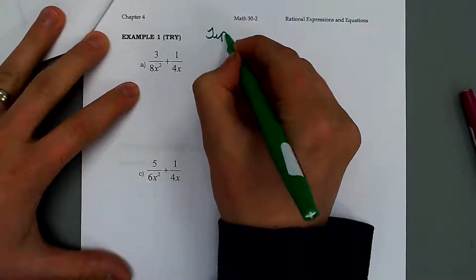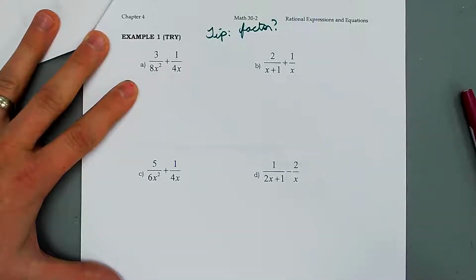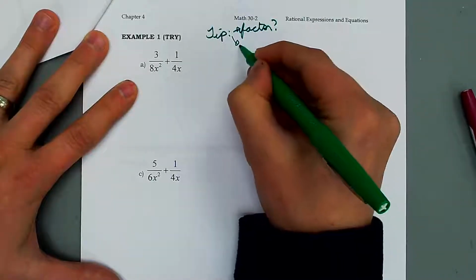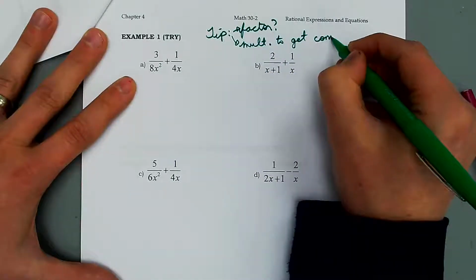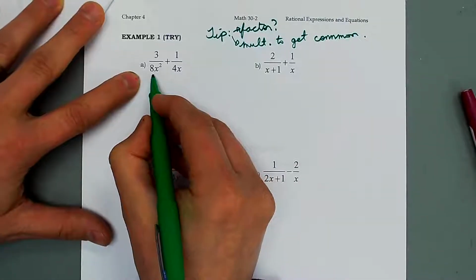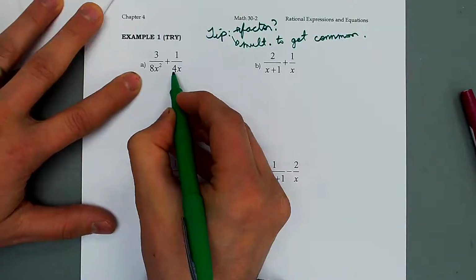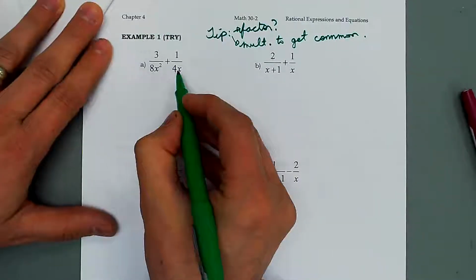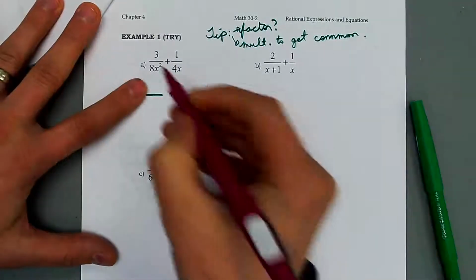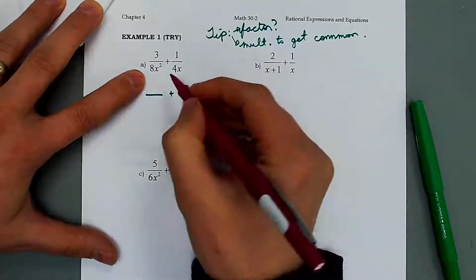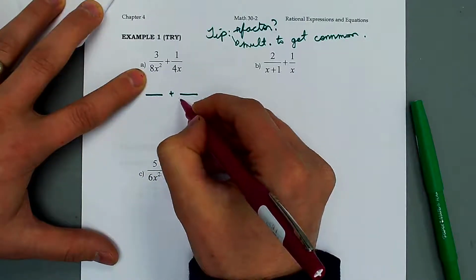So a good tip is to factor if possible. The question mark for if possible. And a second tip is to multiply to get common. So I see an 8, I see a 4, and we're going to think about the numbers, the coefficients, separately from the variables for just a moment. So I've got an 8, I've got a 4. I can get this 4 to become an 8 if I multiply this bottom one by a 2.